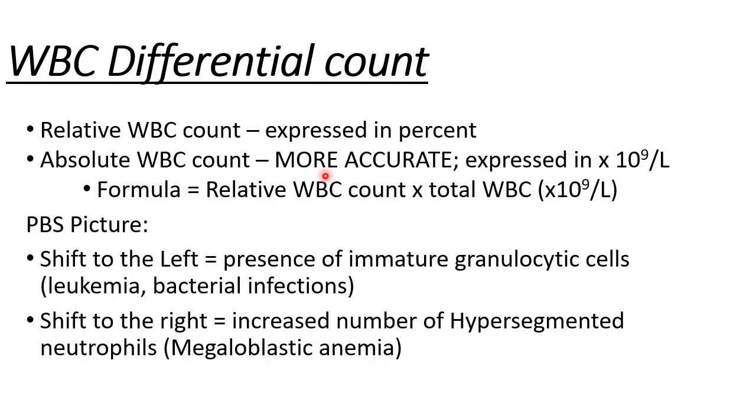Okay. Sa PBS picture din naman, pwede tayo mag-add din ng additional information such as shift to the left and shift to the right. Ano ang meron sa shift to the left? Okay? Ang ibig lang sabihin nito, mas marami yung mga immature granulocytic cells na pwedeng mangyari in leukemia and bacterial infection. Lalo na kung ma-appreciate mo yung madaming band cells. Okay? Shift to the right naman, kapag madaming hyper-segmented neutrophils which is commonly seen in megaloblastic anemia. Remember the mnemonics ho-ho, di ba? Yung H doon is hyper-segmented neutrophils.